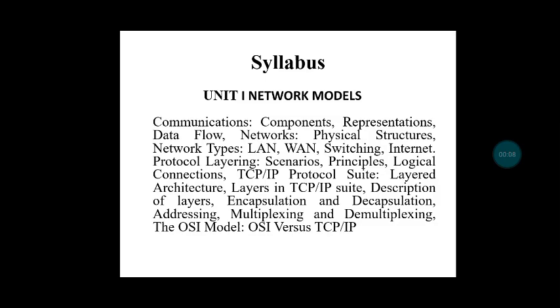Good morning to all. Today we discuss computer and communication networks. So the first unit is the network model.